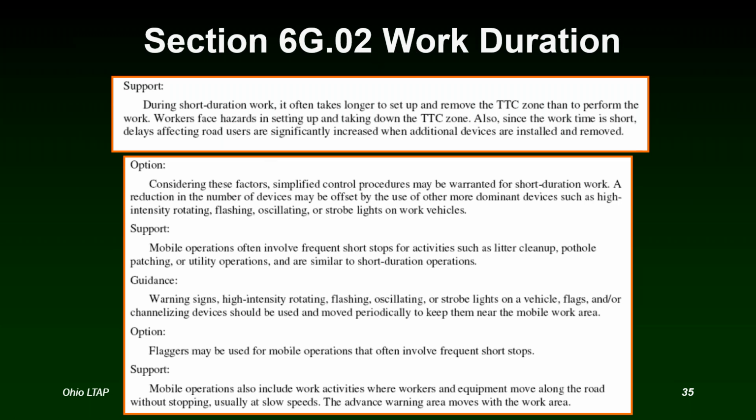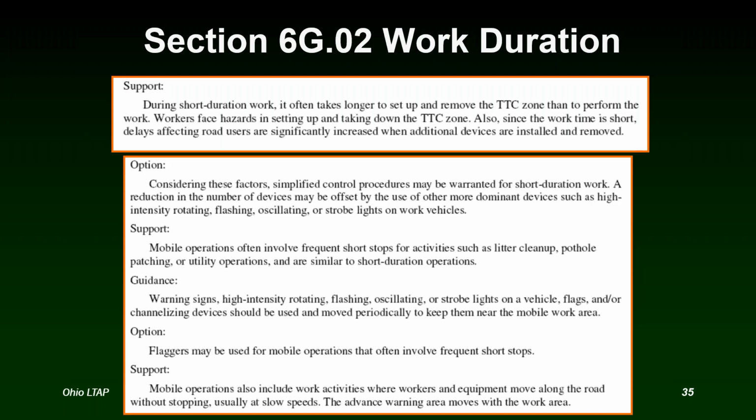And so, in light of that, under option, it says considering these factors, simplified control procedures may be warranted for short duration work. A reduction in the number of devices may be offset by the use of more dominant devices such as high intensity rotating, flashing, oscillating, or strobe lights on work vehicles. So what this is saying is that instead of having to install all of the signs that you see in the typical application, maybe you can get by with less signs.